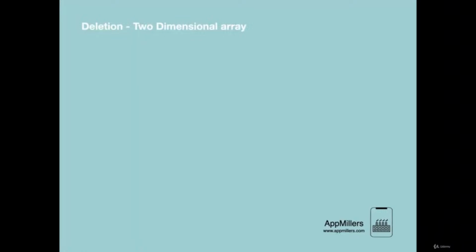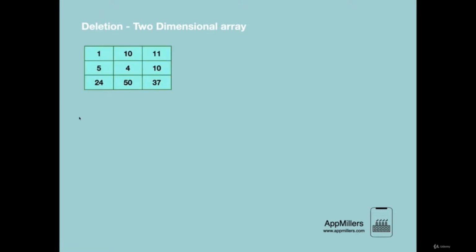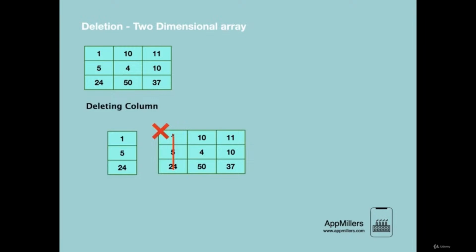Hi there. Now in this video we will look at how we can delete a row or a column from a two-dimensional array. Let's say we have an array like this. So we want to delete the first column from this array. So how is this going to be possible?